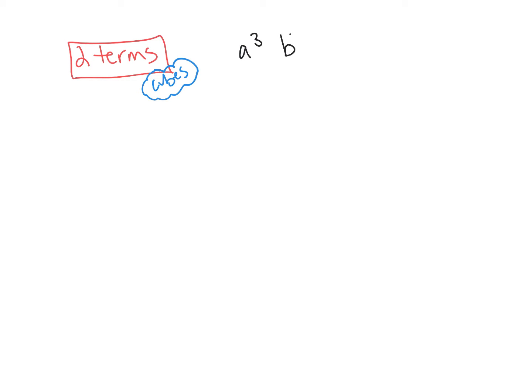So what if we have two terms but we don't have squares? What if we have cubes? A cubed and b cubed. Or a cubed minus b cubed.